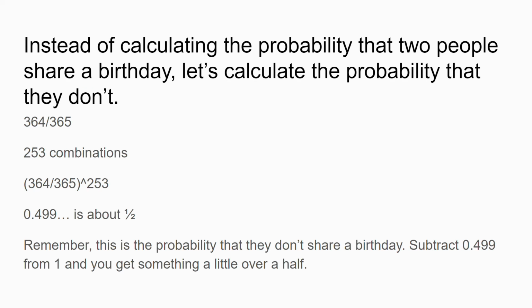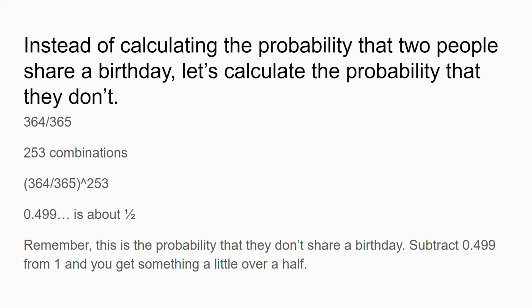Instead of calculating the probability that a pair share a birthday, let's calculate the probability that they don't. It's much easier. Well, the probability that a pair doesn't share a birthday is 364 out of 365. It's pretty bad odds, but with 253 combinations, we need to make sure that every single one of these pairs doesn't share a match. So we need to multiply 364 over 365 253 times to find the probability, and 364 over 365 raised to the power of 253 turns out to be 0.4995. So this is basically approximately 1/2.